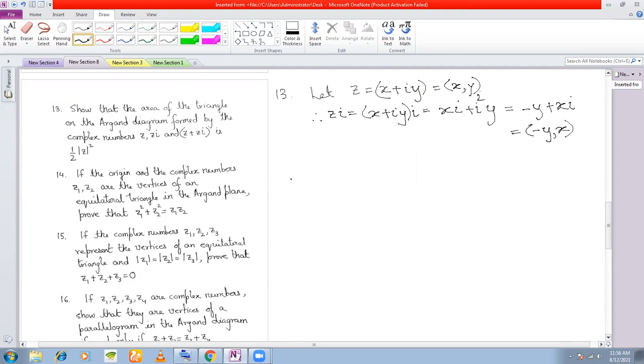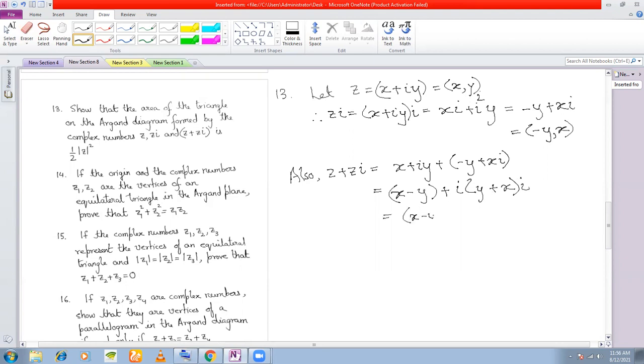Okay. Also, z plus zi. z is x plus iy. And zi we have found out the value above. It is minus y plus xi. So that now if you take the real parts together, you get x minus y plus i times y plus x, right? Which can also be written as an ordered pair as (x minus y, x plus y), right?